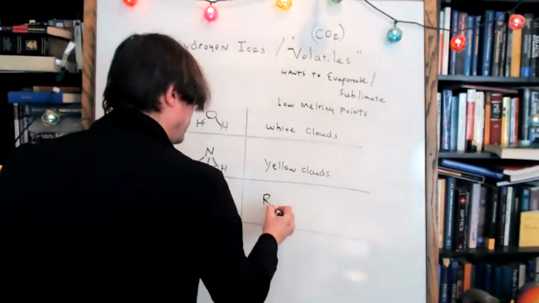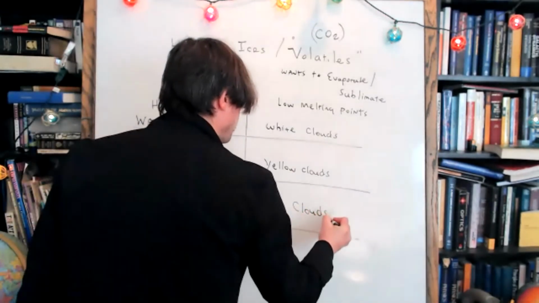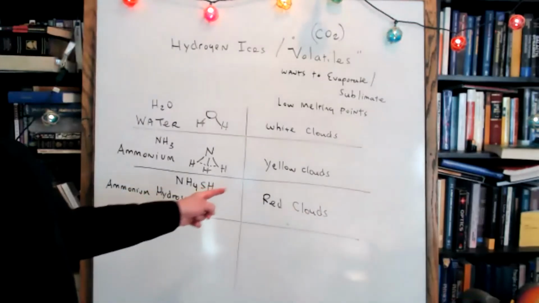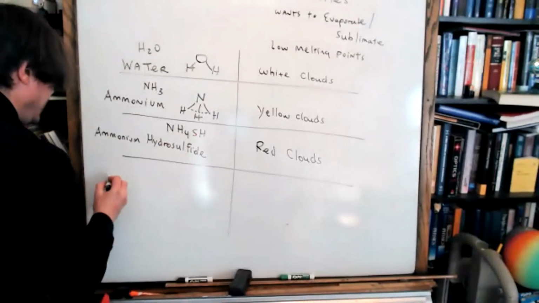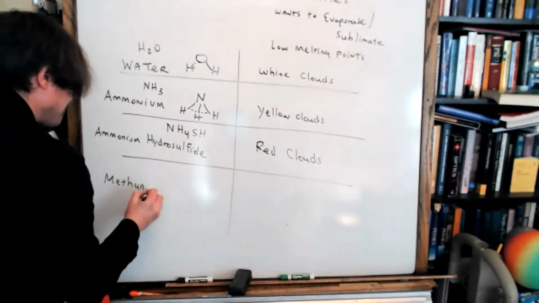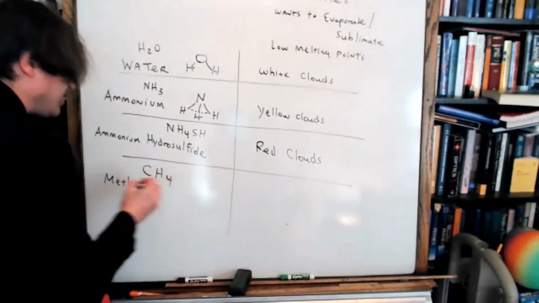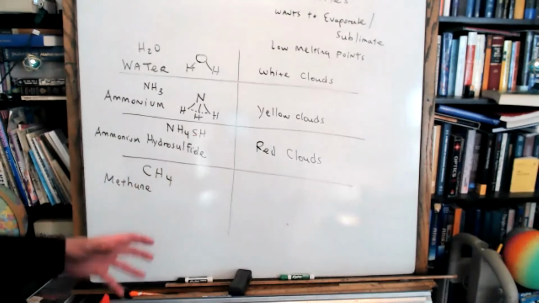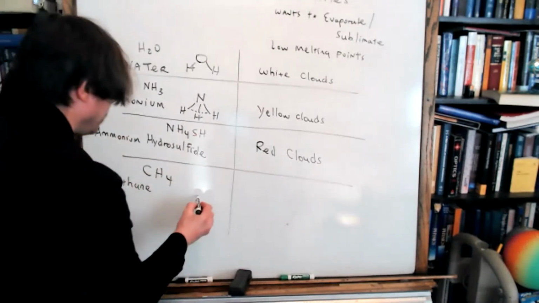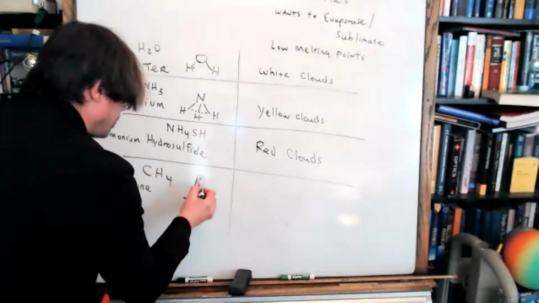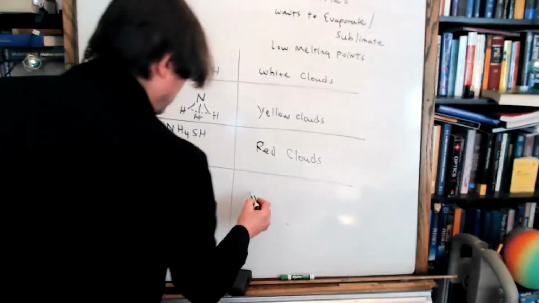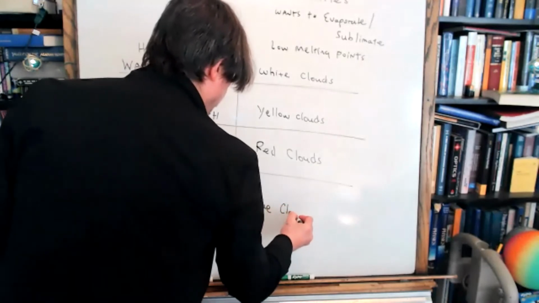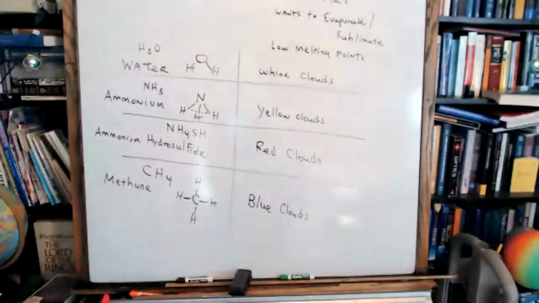The ammonium hydrosulfide is responsible for the red clouds. So normally that wouldn't be something you learn about in your chemistry class, but it's important in planetary science. Lastly, we have the compound methane. And methane's symbol is CH4. It's like the propane you use in your gas grill. It's a carbon with 4 hydrogens. And it's responsible for blue clouds. Famously, methane, once condensed into clouds, makes blue clouds.